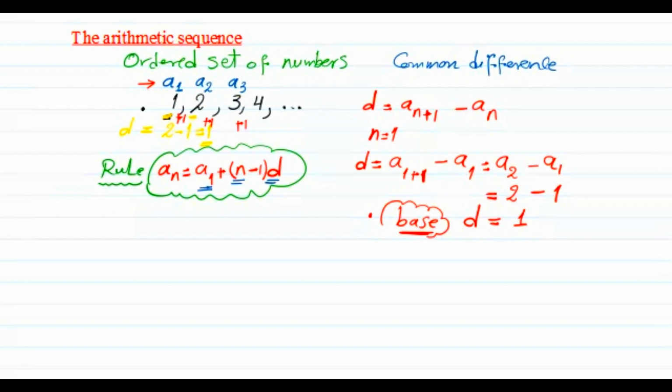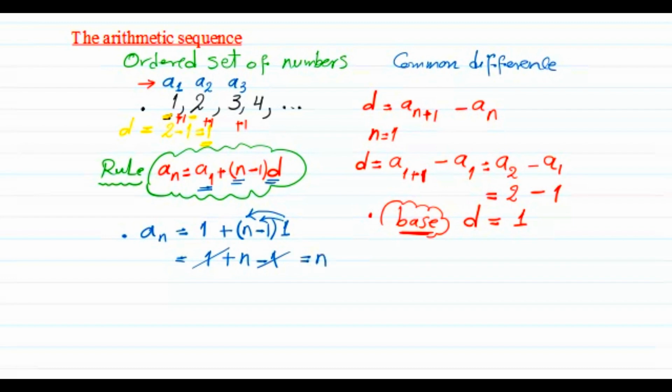For this example, to find the rule, An equals A1. What is the value of A1? It's 1. Plus n minus 1 times D. What is the value of D? It equals 1. If we multiply 1 times n, it's n. 1 times negative 1 is negative 1. So it's 1 plus n minus 1. 1 minus 1 is 0. So the rule of this sequence is An equals n.